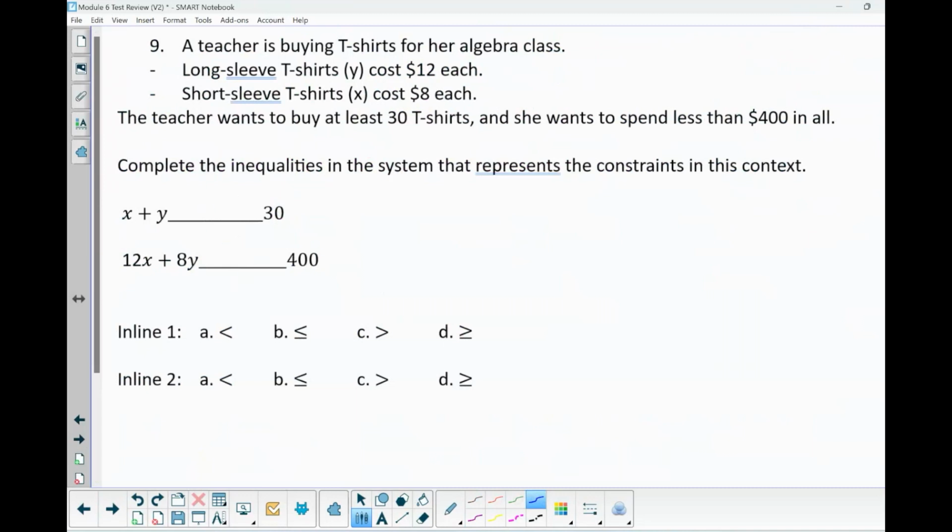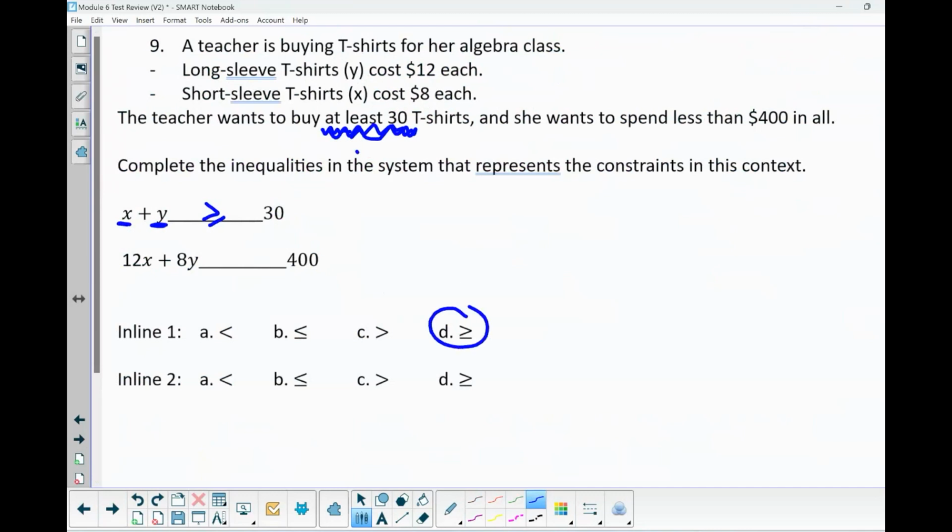So let's look at the first one that they built. They did X plus Y. Well, I know X represents short sleeve t-shirts and Y represents long sleeve t-shirts. So here they did the number of short sleeves plus the number of long sleeves should be what than 30? Well, if I look at my problem, it says at least 30. That means the lowest she wants is 30. So my alligator should be eating my equation because we eat the bigger number. She wants at least 30, so she'll be okay with 30. So my first one should be the greater than or equal to sign.